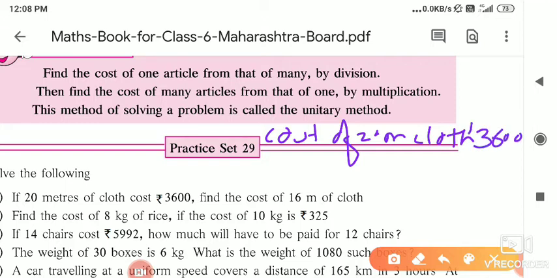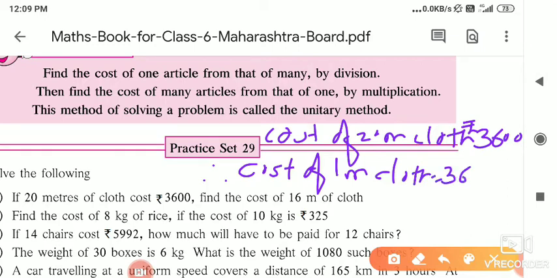3600 rupees. Then we have to find out the cost of 1 meter cloth. Therefore the cost of 1 meter cloth is equal to 3600 divided by 20, because that is the cost of 20 meter cloth.